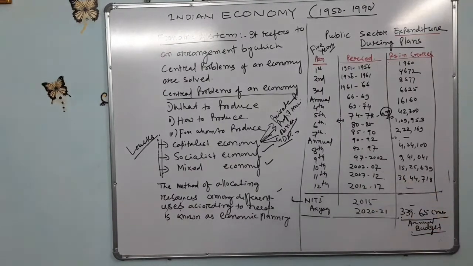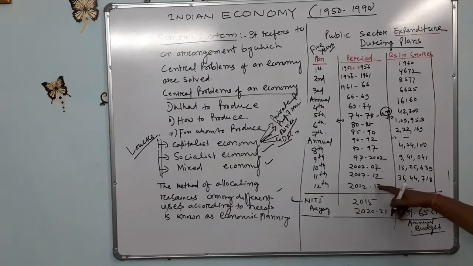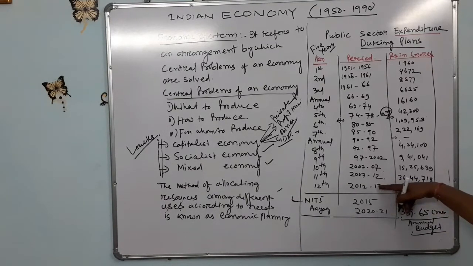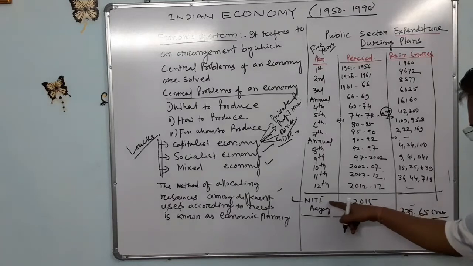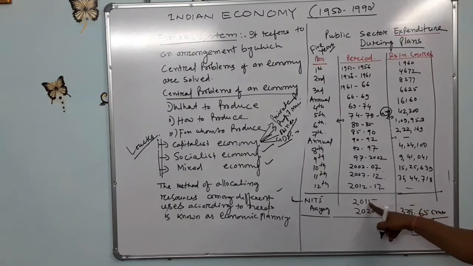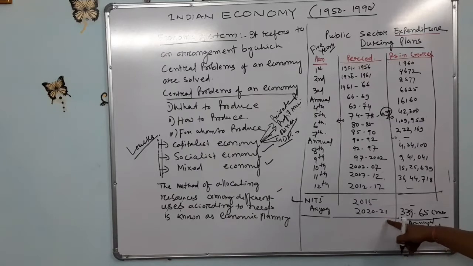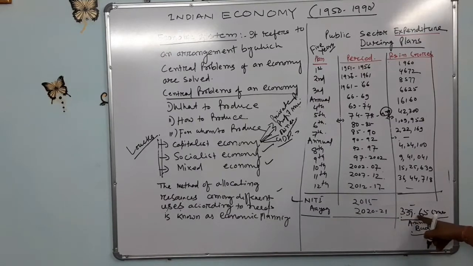During this twelfth five-year plan, in the period of Prime Minister Narendra Modi ji, Niti Aayog, the National Institution for Transforming India, was established in the year 2015. And at present, in 2021, the estimate of the budget is 339.65 crores. That is the annual budget of this year.